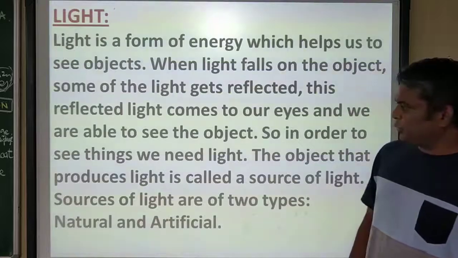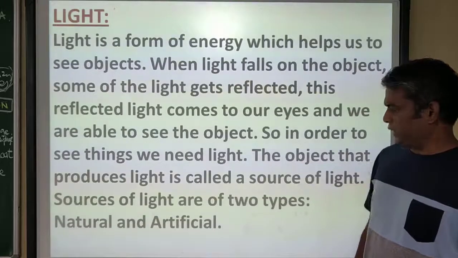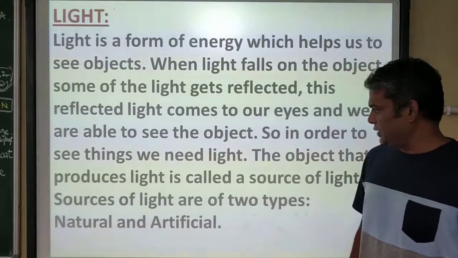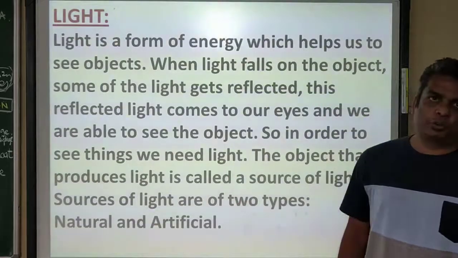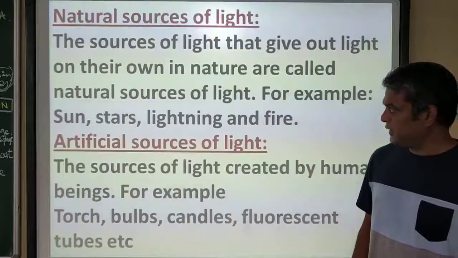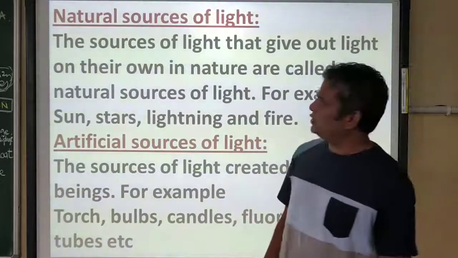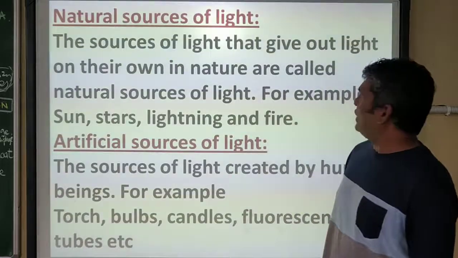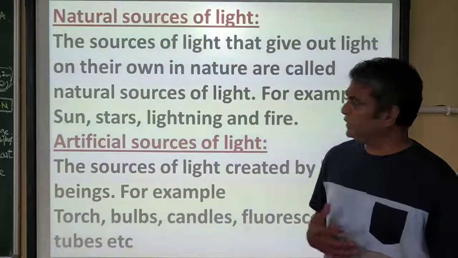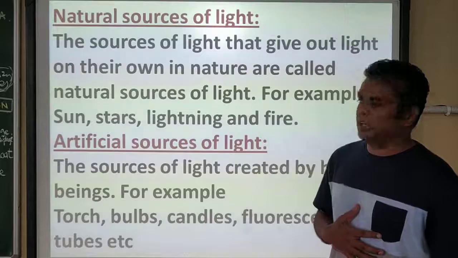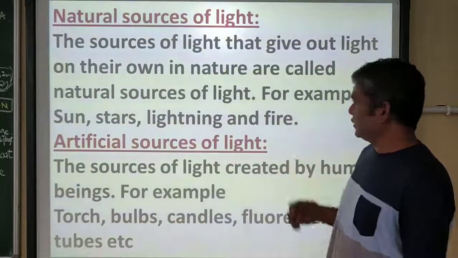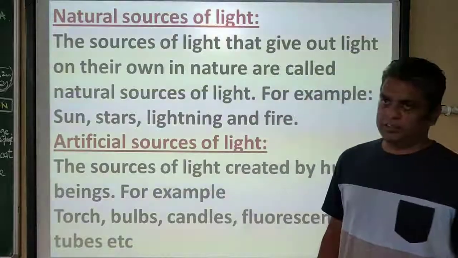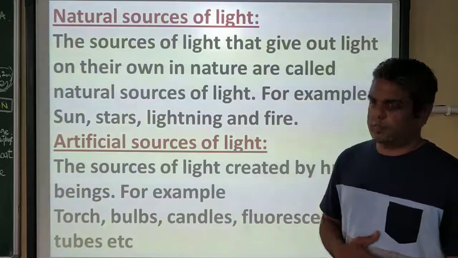The object that produces light is called a source of light. So whichever object produces light is called a source of light. Sources of light are of two types, natural and artificial. Now what are natural sources of light? The sources of light that give out light of their own in nature are called natural sources of light. For example, the sun, the stars, lightning and fire. They have their own source of light.